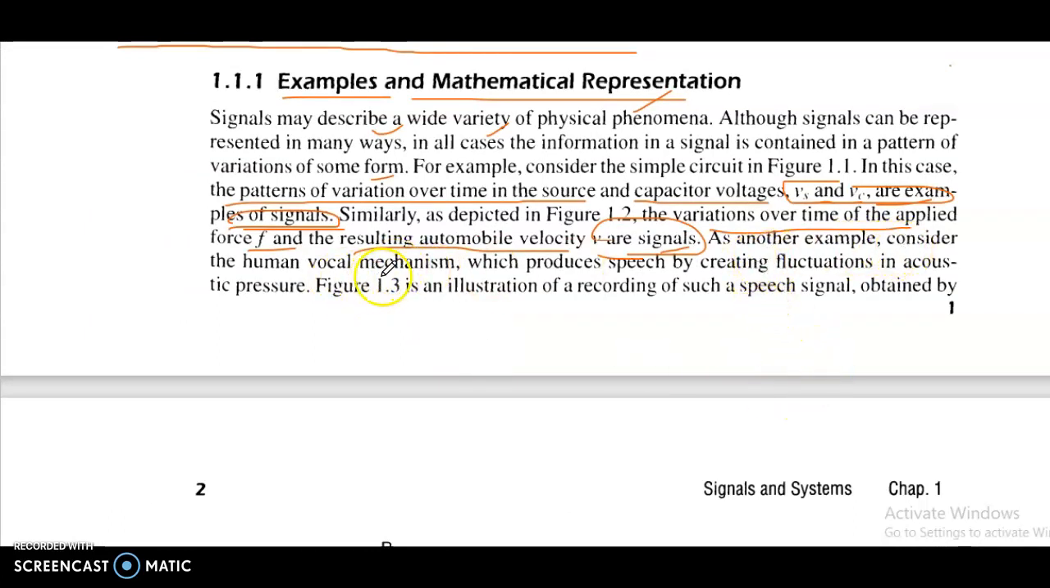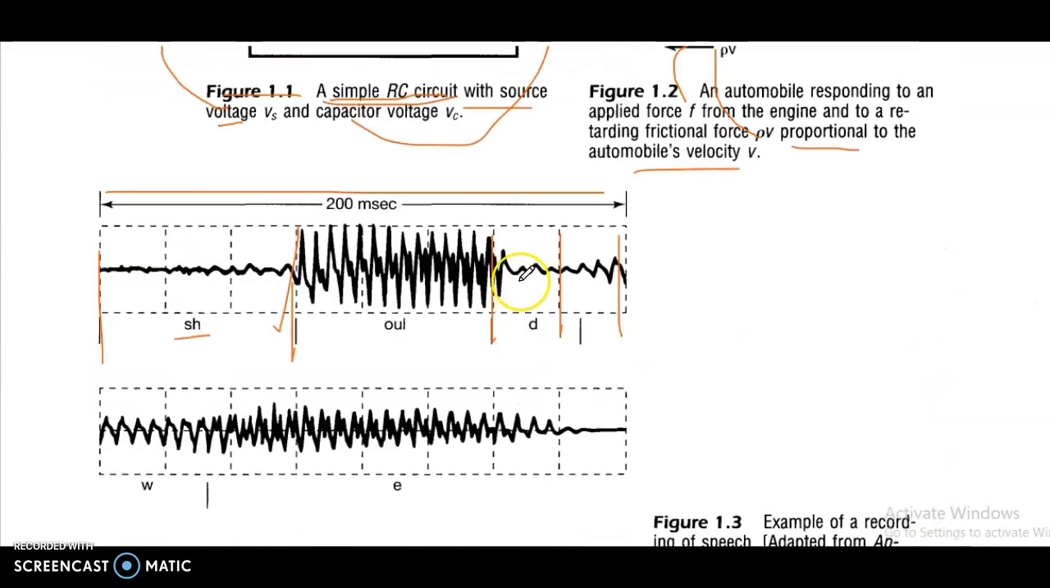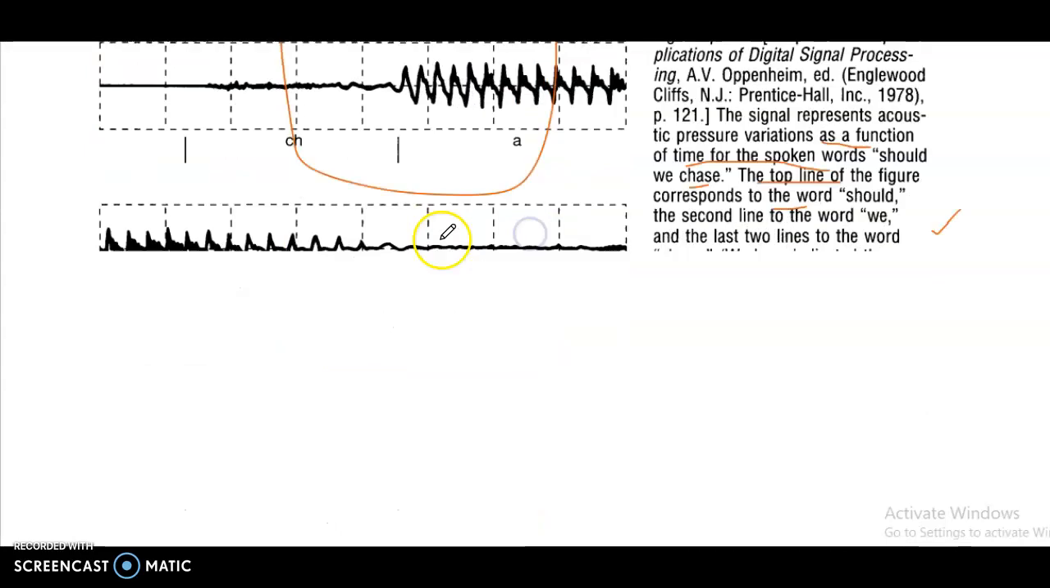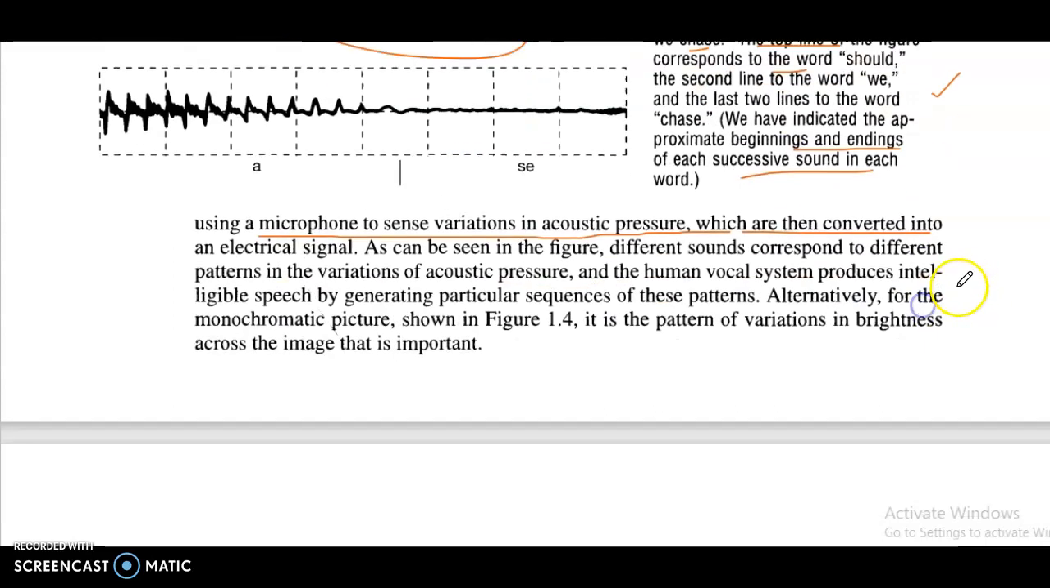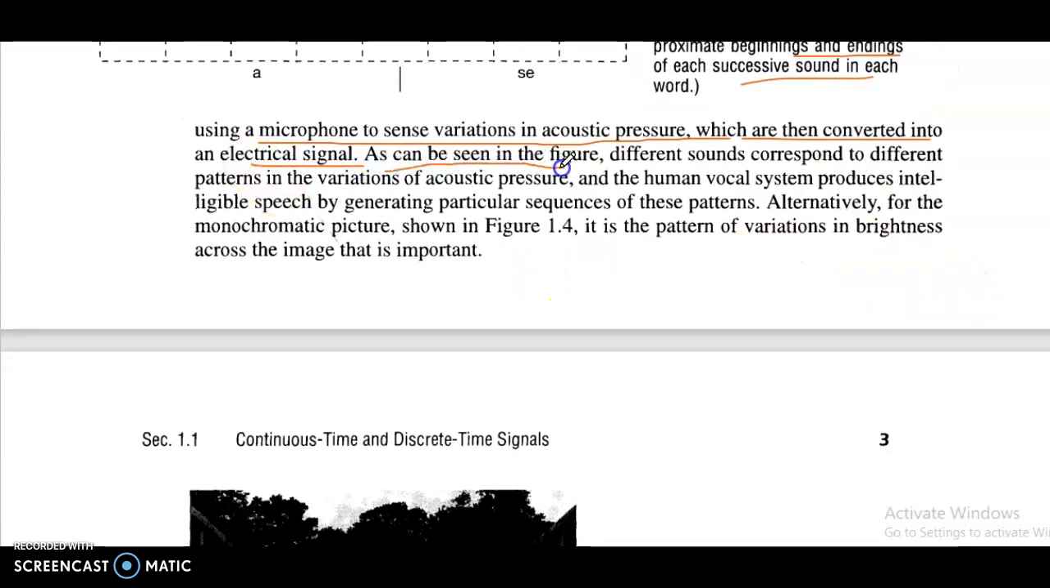Another example, consider the human vocal mechanism, which produces speech by creating fluctuations in acoustic pressure. Illustrated is a recording of such a speech signal, obtained by using a microphone to sense variations in acoustic pressure, which are then converted into an electrical signal, as can be seen in the figure. Different sounds correspond to different patterns in variations of acoustic pressure, and the human vocal system produces intelligible speech by generating particular sequences of these patterns.